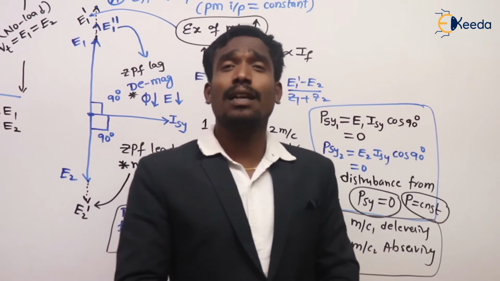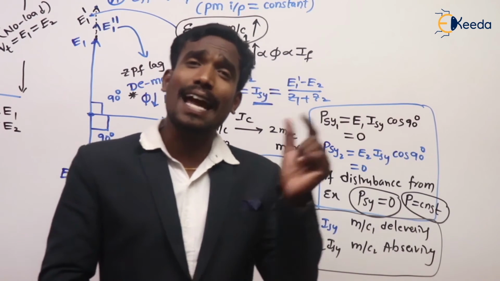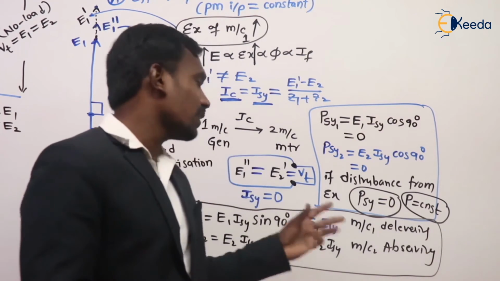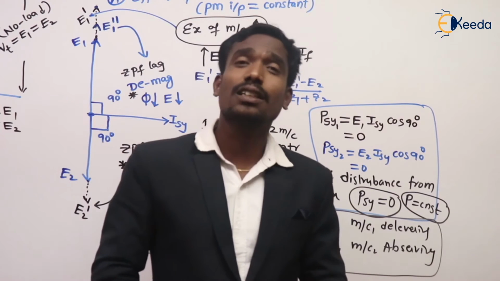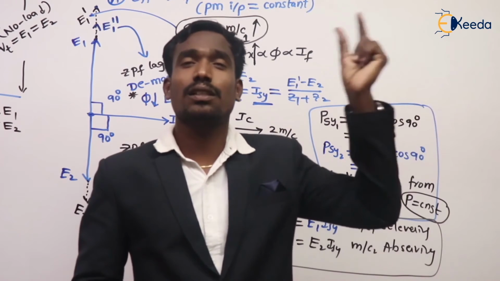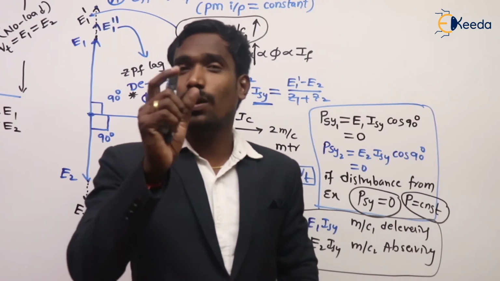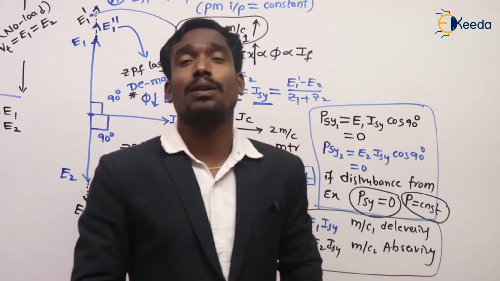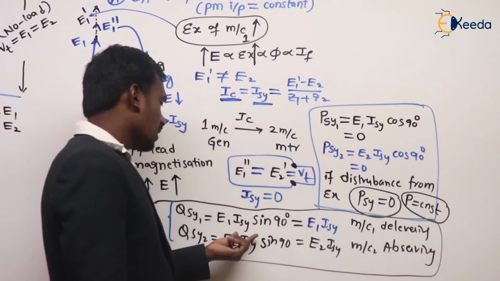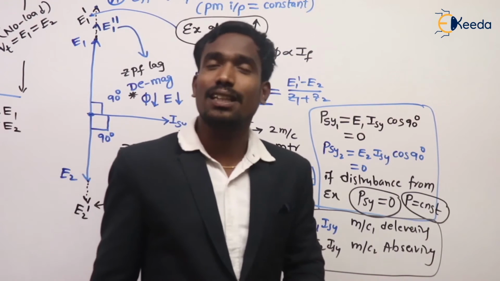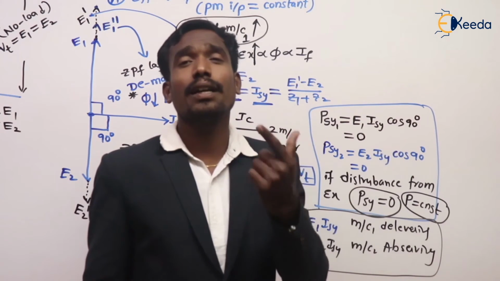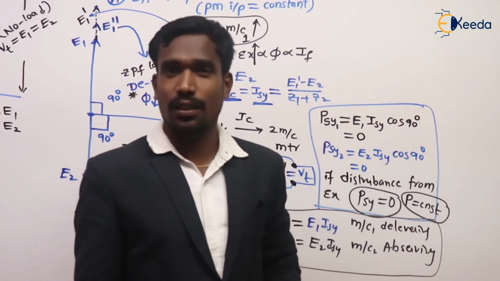To control the terminal voltage, which parameter is required? Active power or reactive power? To control the terminal voltage, we require the reactive power. By changing the reactive power, we can control the terminal voltage, or by changing the terminal voltage, we can control reactive power. These two are interrelated. So by managing reactive power, we can maintain the terminal voltage constant. This is a very important thing in this topic.